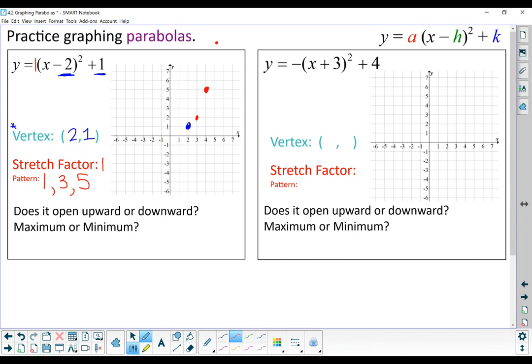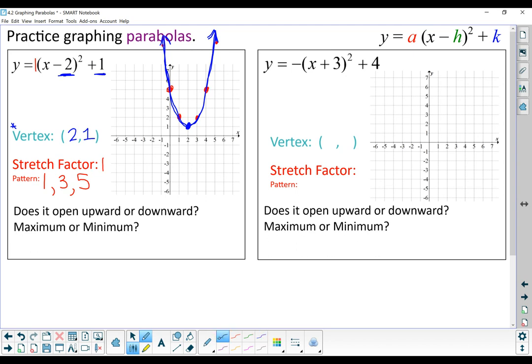So again, starting at that vertex, up 1 over 1, up 3 over 1, and then if we had some space, up 5 over 1. Once you have those points there to help you, you can sketch in your parabola. Sorry, when I'm on my tablet, sometimes my graphs look a little wobbly.